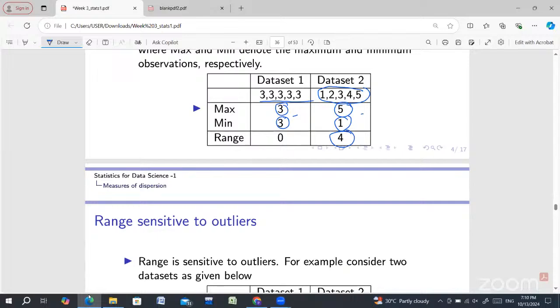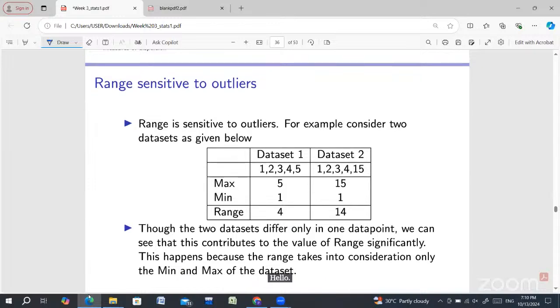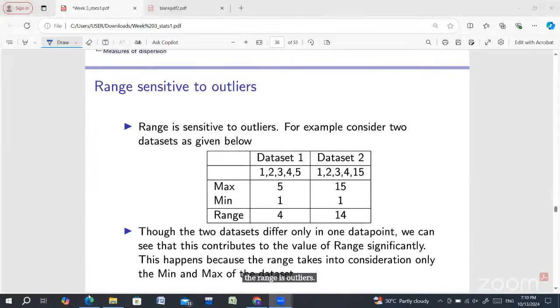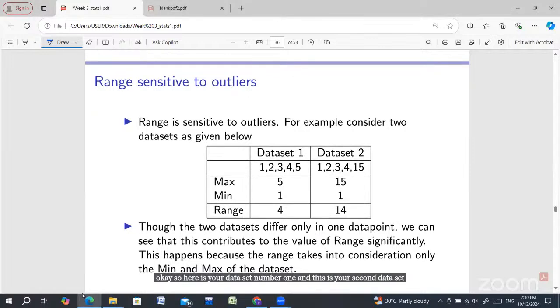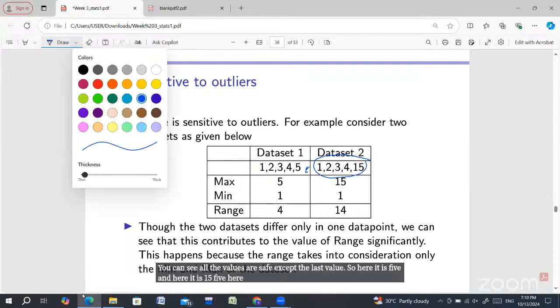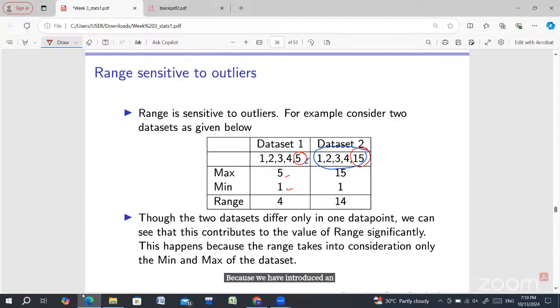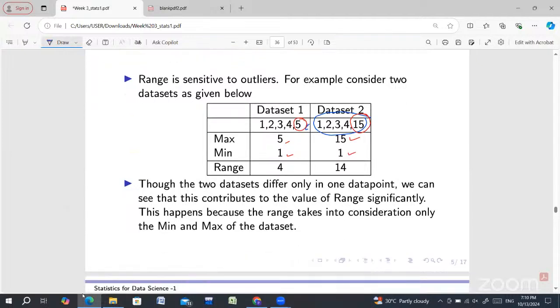Now we'll see how the range is affected by outliers. Here is your data set number 1, and this is your second data set. You can see all the values are the same except the last value. Here it is 5 and here it is 15. The minimum is 1 in both, but the maximum is 5 in the first and 15 in the second. So the range is changing because we have introduced an outlier to the data set. If you introduce an outlier, the range will be affected.